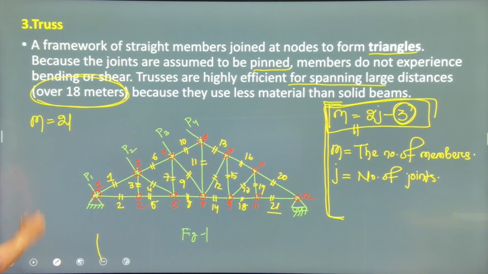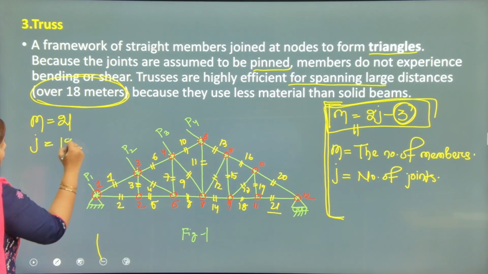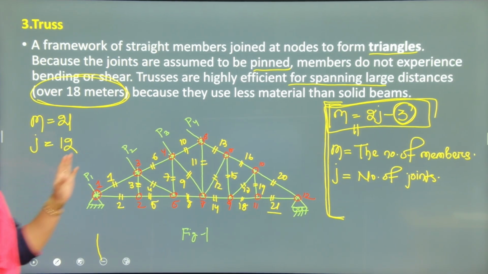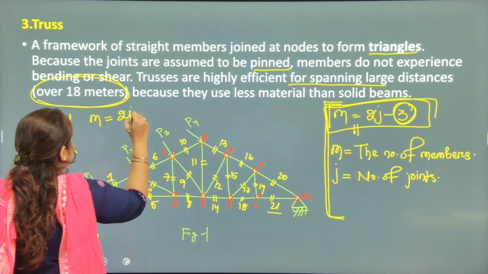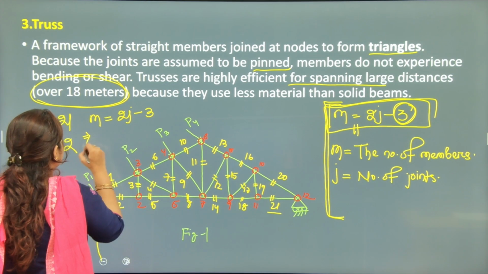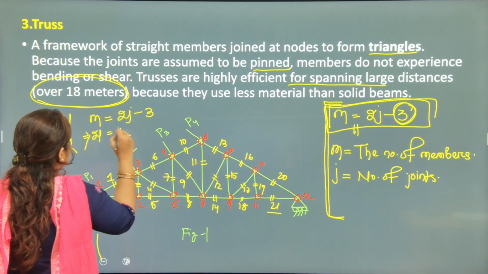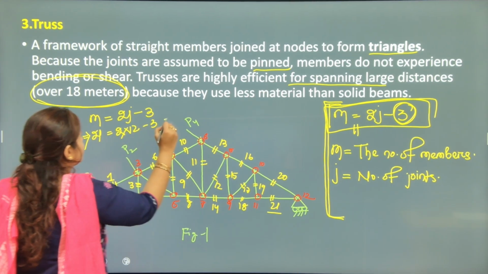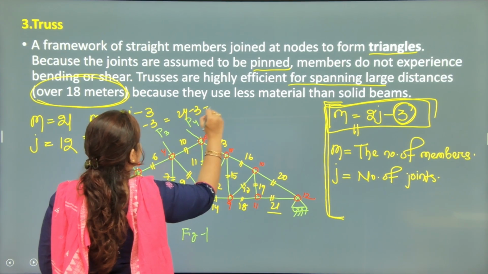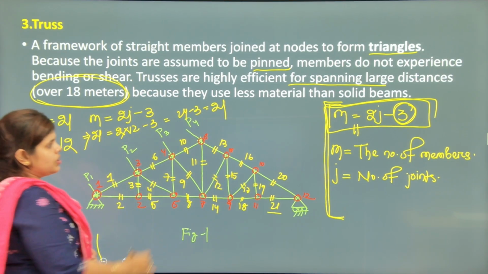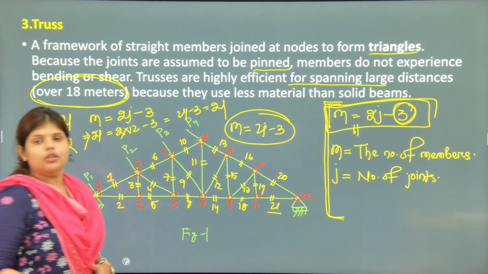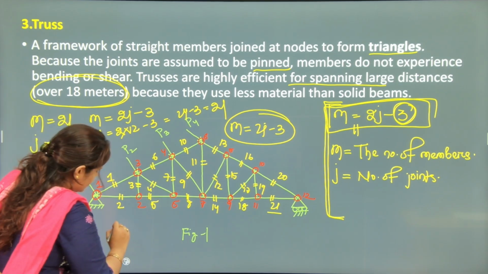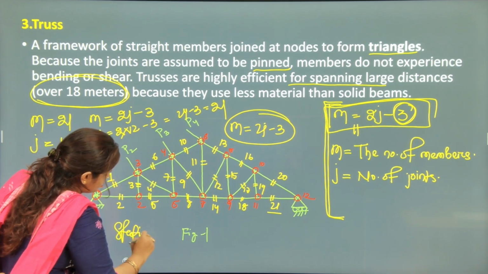So your j is equal to 12. Now the formula is m equals 2j minus 3. m equals 21. 2 into j is 24, minus 3, that is 21. As here m equals 2j minus 3 is satisfied, this truss is statically determinate.